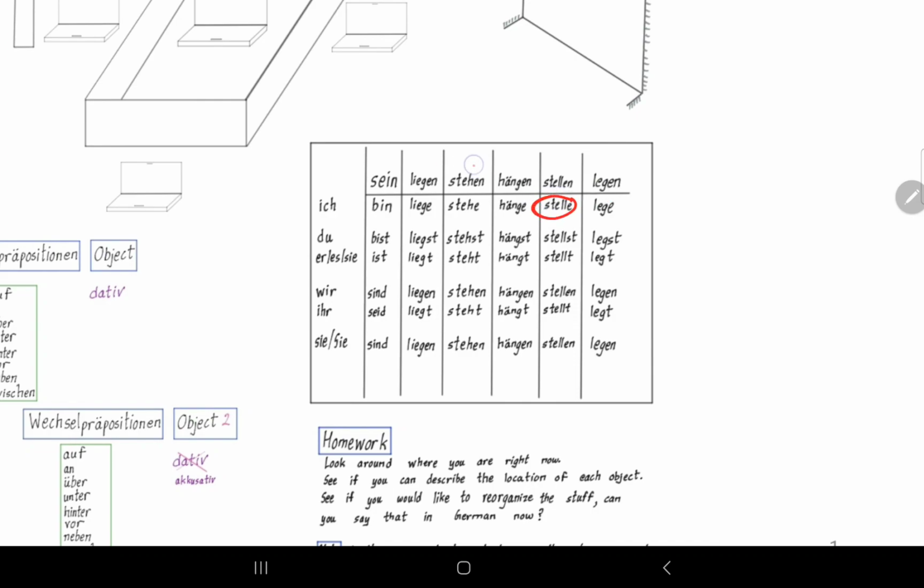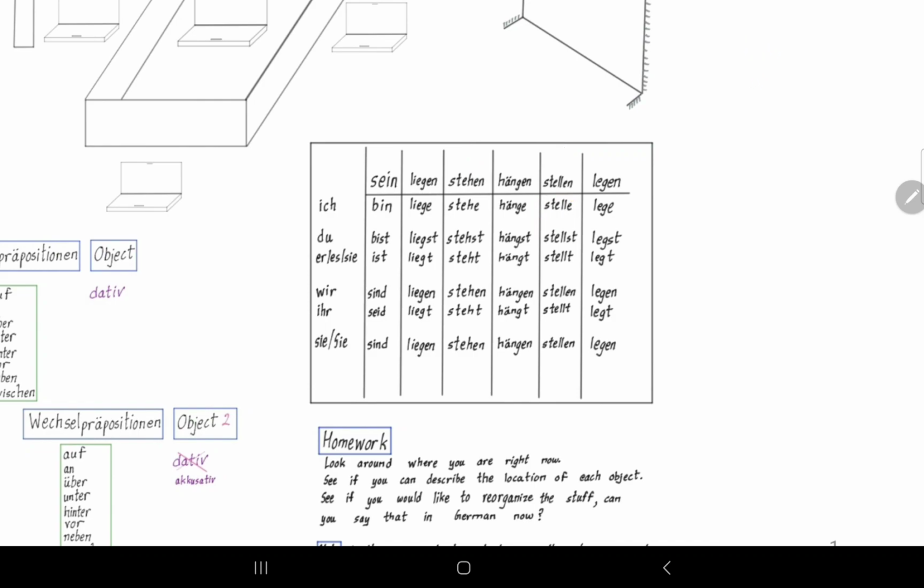Again, the difference between stellen and stehen, I hope it is obvious. So: ich stelle, du stellst, sie stellt, ihr stellt, wir stellen, sie stellen, okay? And here: ich lege, du legst, sie legt, wir legen, ihr legt, sie legen.